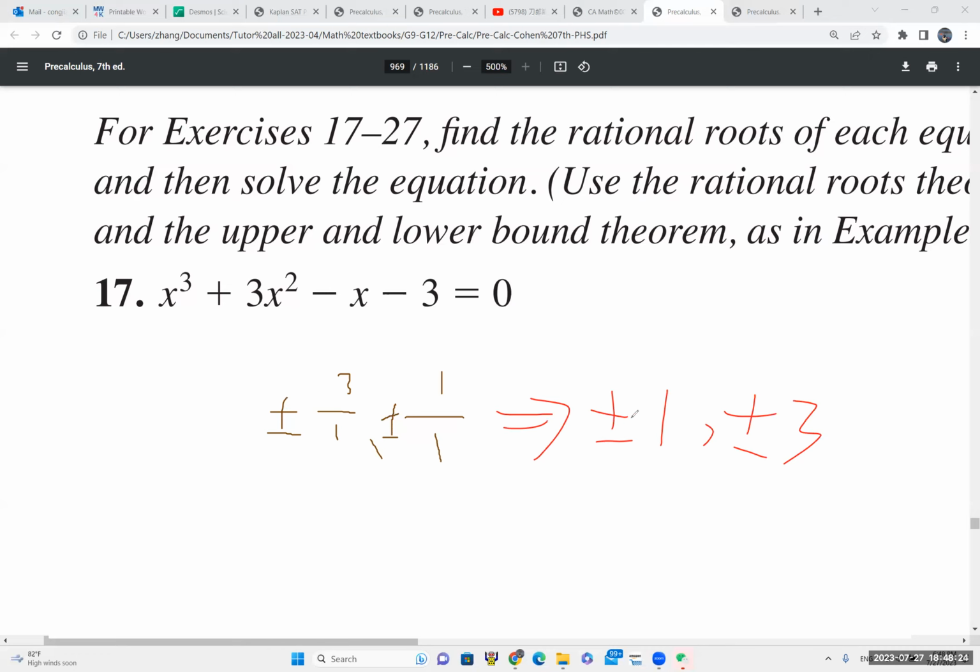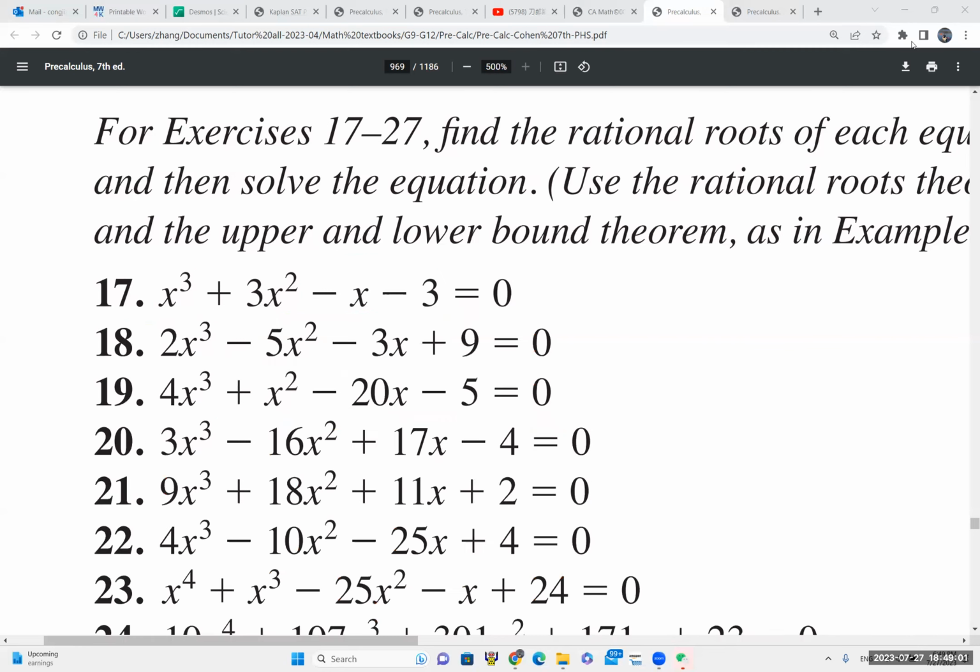Of course, we start from here. How about we try 1 first. Yes, 1 is a solution, right? Then you can use this: divide by x minus 1. The quotient will be a quadratic polynomial, right? Then we can solve it. Okay, that's it.